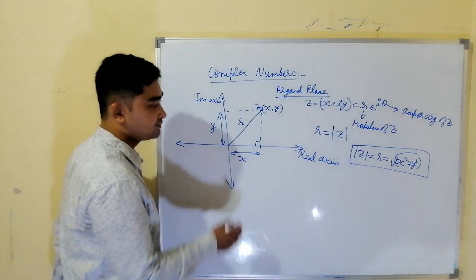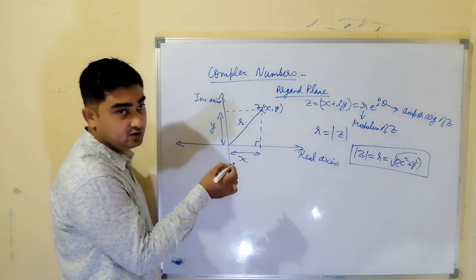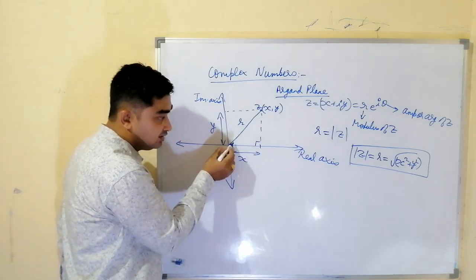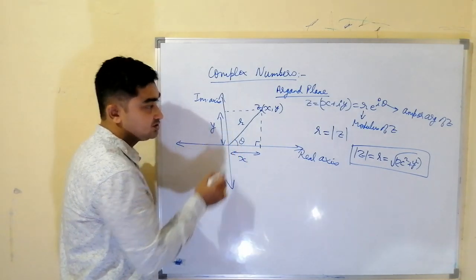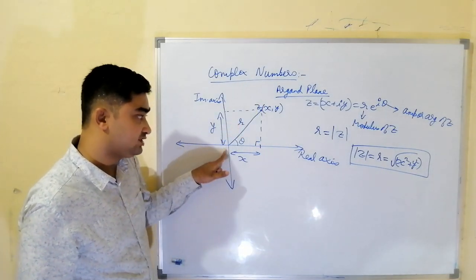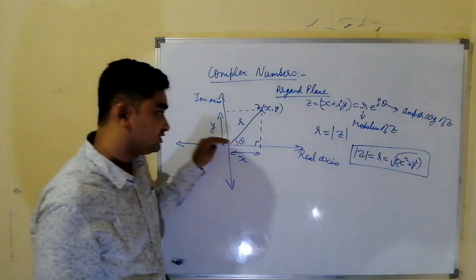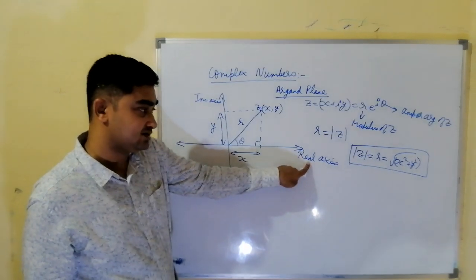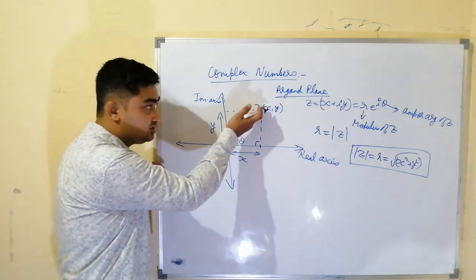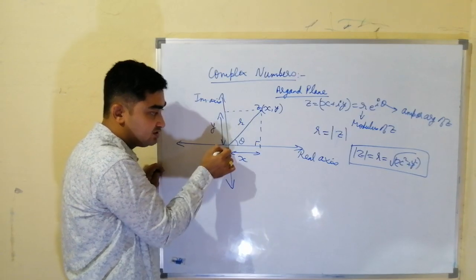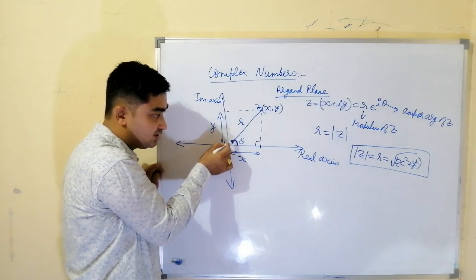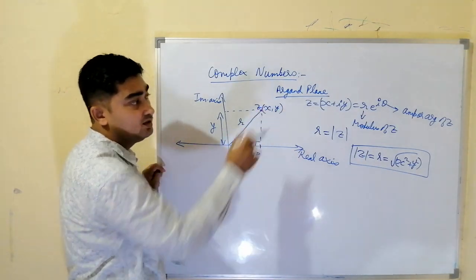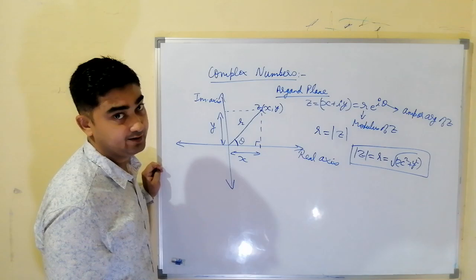Now what is this theta? Theta is the amplitude or argument of z. How to represent this in the Argand plane? It is the angle which the line joining z with the origin makes with the positive direction of the real axis. So this is the positive direction of the real axis. The angle which the line joining point z with the origin makes with the positive direction of the real axis is theta, where theta is the amplitude or argument of z.